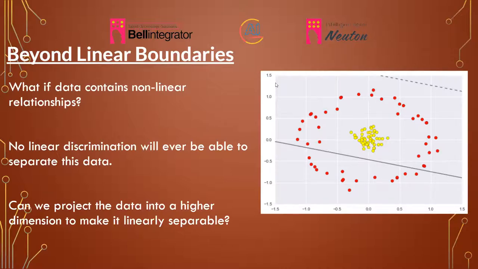What happens if the points are not linearly separable and they look like this? So now I'd like you to engage with me in the chat box, please. I have my points belonging to two classes. I have yellow points and red points. What is pretty clear here is that no linear discriminator will ever be able to separate this data. So what would you do? What could I do? Any ideas?